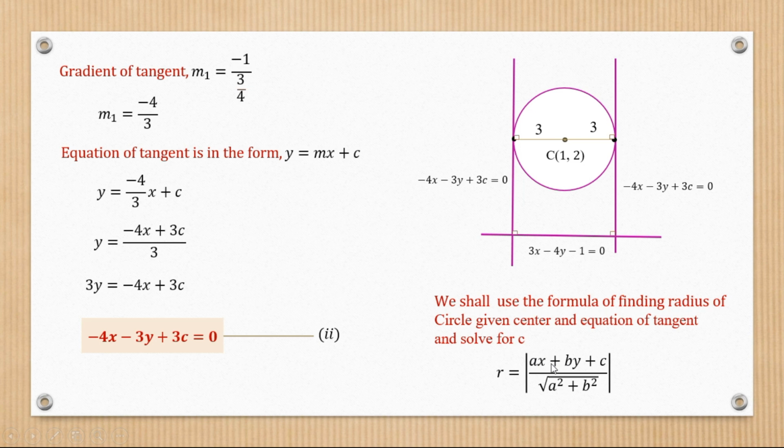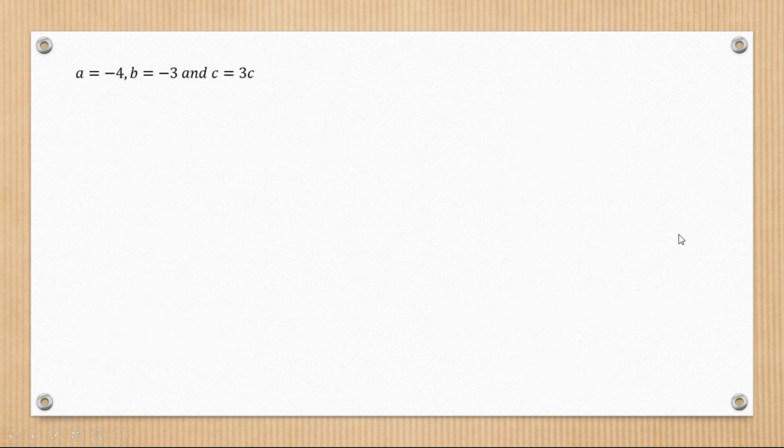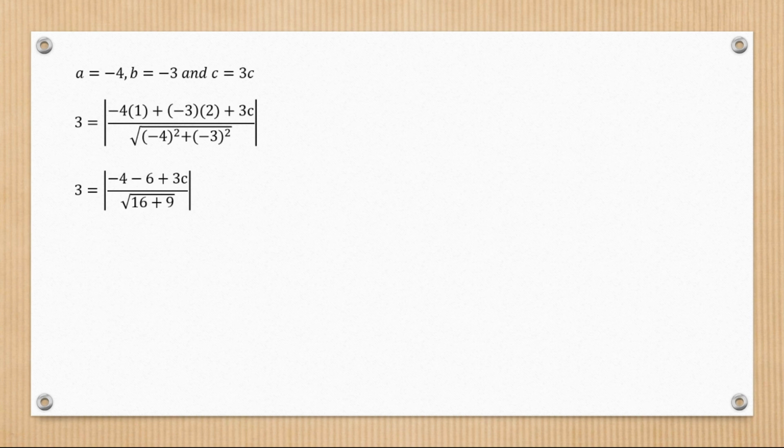So now I can see that the value of a shall be negative 4, b shall be negative 3, and c shall be positive 3, c. And then x and y represent the coordinates of the center. So this is what I have. Put those in, and I'll have it this way. Simplify further, and I'll be left with negative 10 plus 3c over 5.